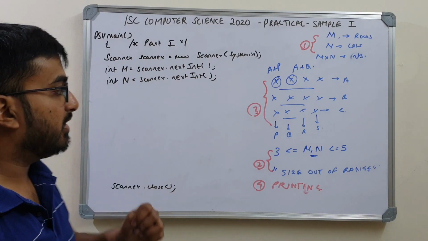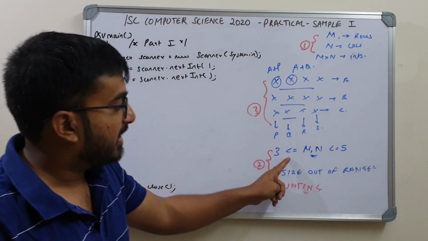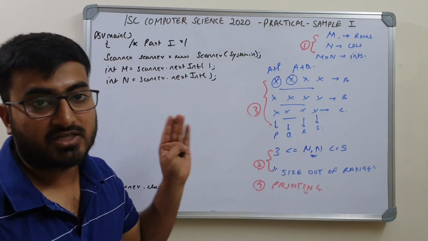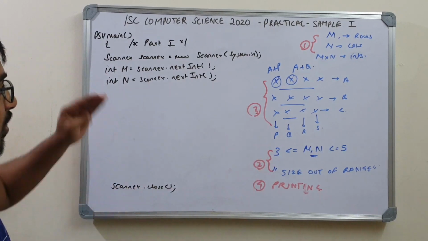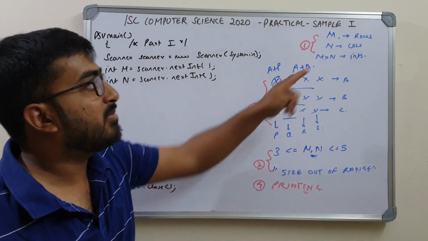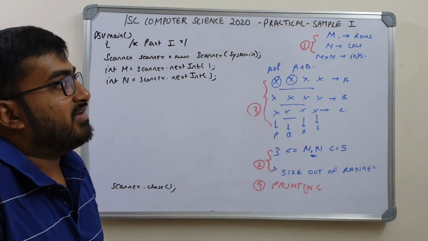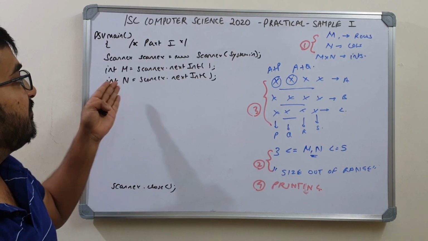There are two options you can take. First, you can directly check for the valid range of m and n. If not, you print size out of range, stop. Okay. Or you can read all the m into n values first and then check for range. I'm going to read the values first.